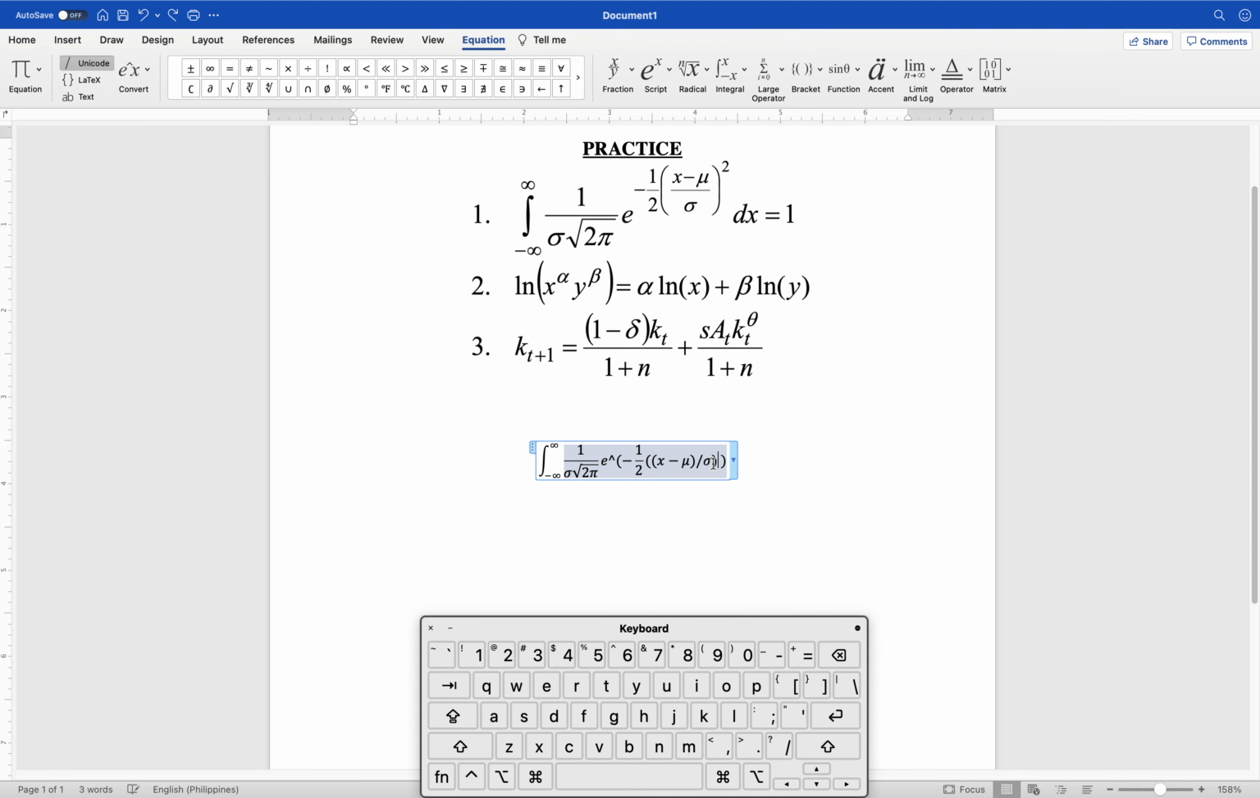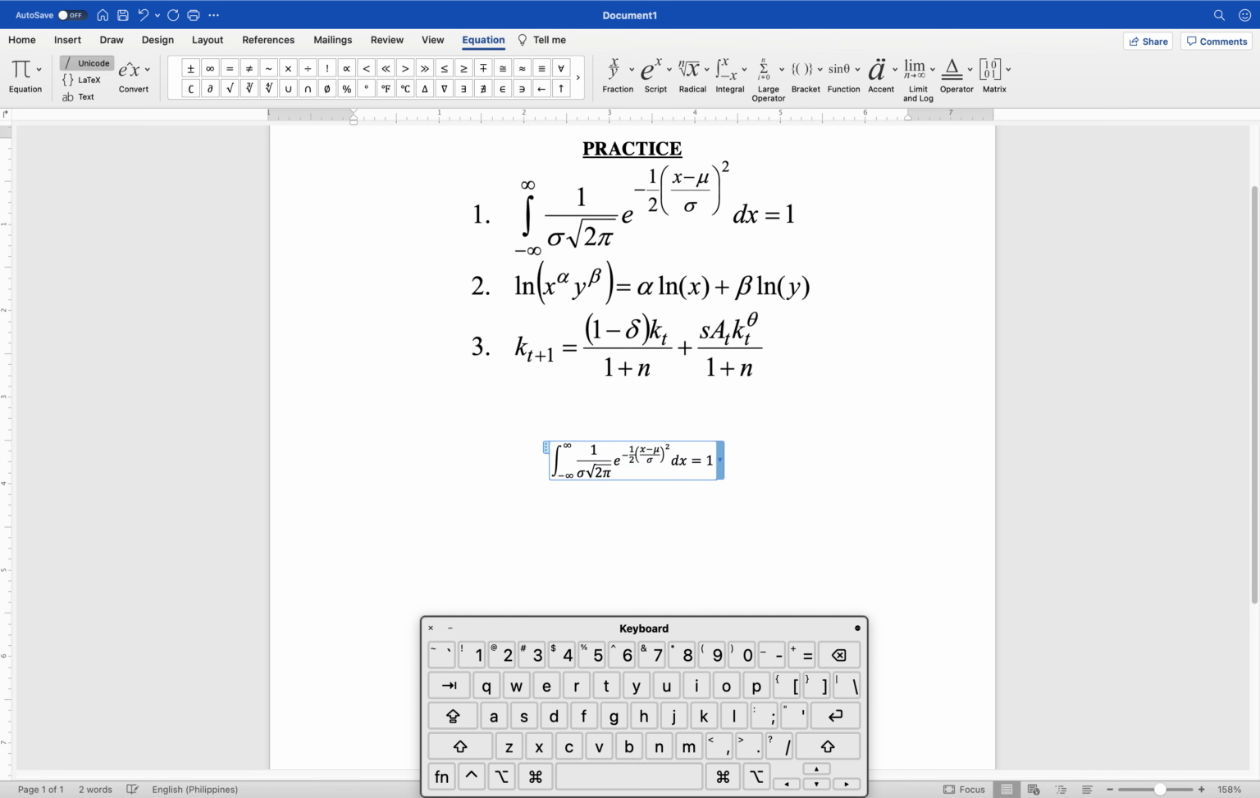Okay, before that it looks like this, but if I click space, it's going to look like that, and then enclosing that, x minus mu over sigma is one term. So we're going to raise that by 2, and that will be the whole exponent. If I click space here, it all goes up into exponents. And then we have the dx, the derivative dx equals 1.